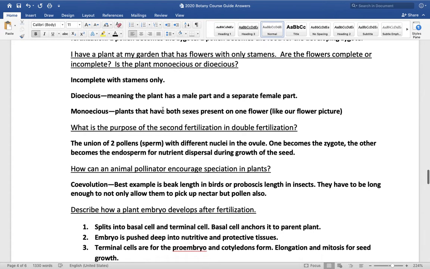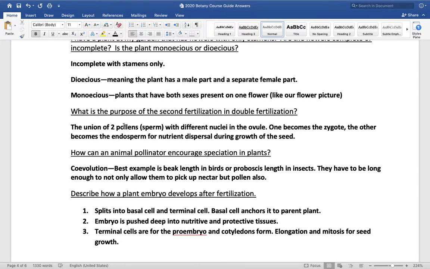What's the purpose of the second fertilization? So remember, two pollens, sperms, have to unite with the ovule. One will become the zygote, the seed. It's an embryo, literally an embryo plant. The other one will become the endosperm, and the endosperm is the food, the nutrients for that growing embryo. So, and we tend to eat those. Like you think about eating peas or corn, and then many other examples, lima beans, baked beans. You are eating the embryo, but our main focus is eating the endosperm, which would have all the nutrients in it.